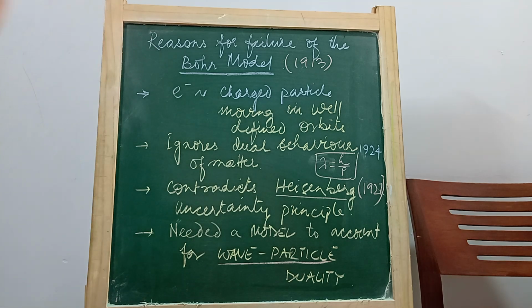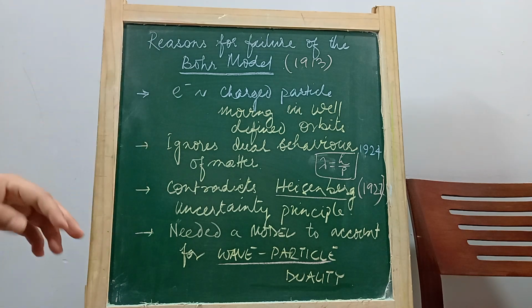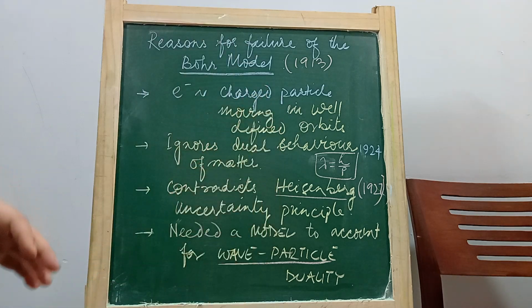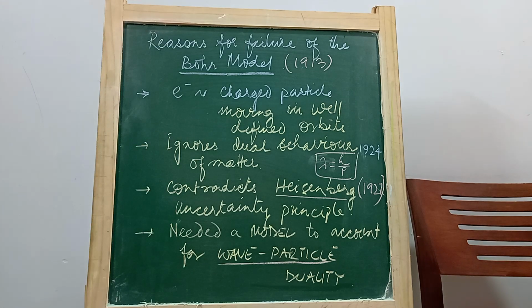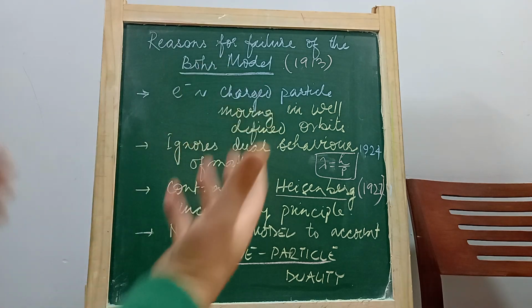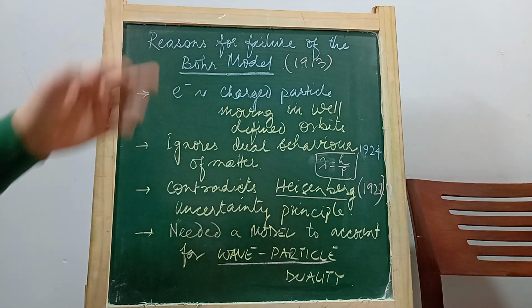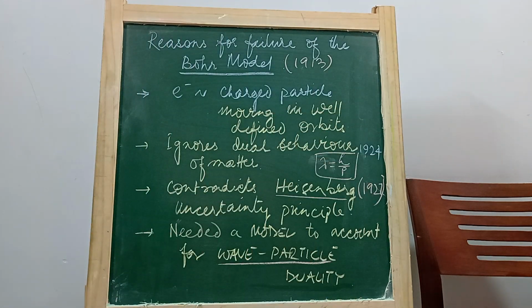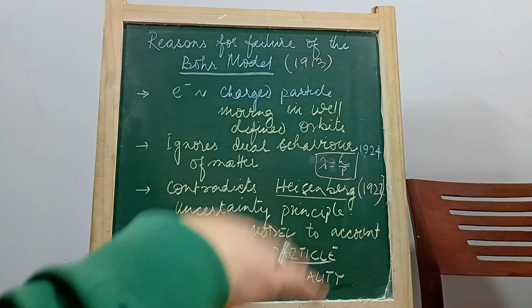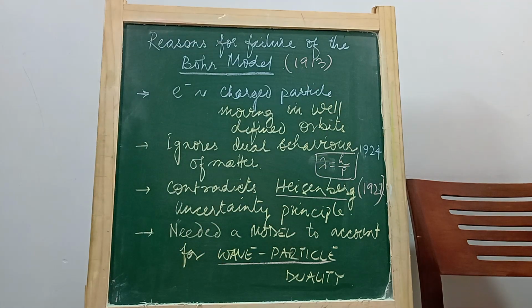But what it ignored, although the Bohr model was an advancement to Rutherford's model of the nuclear atom, where it didn't say anything about how the electrons are distributed. And the Bohr's model was also able to explain the line spectra formed by hydrogen atom.